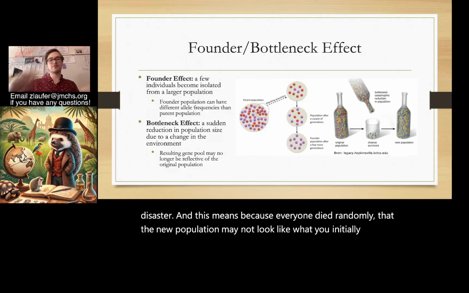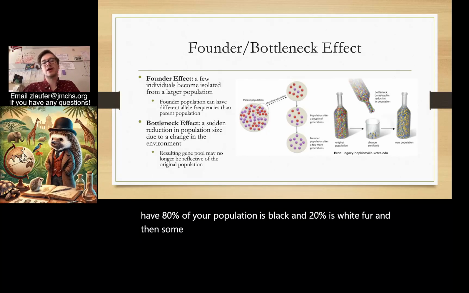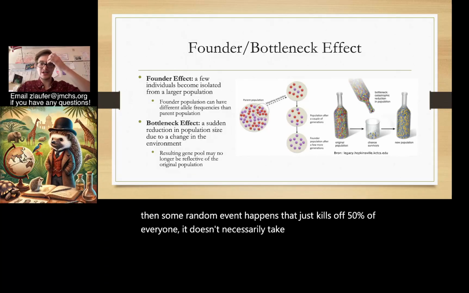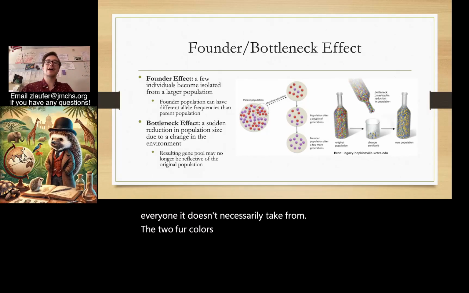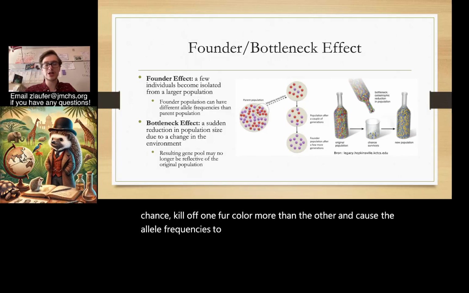If you have a population that is 80% black and 20% white fur, and then some random event happens that just kills off 50% of everyone, it doesn't necessarily take from the two fur colors equally. It could, in fact, just randomly, due to chance, kill off one fur color more than the other and cause the allele frequencies to shift and the new population to look different than it used to.